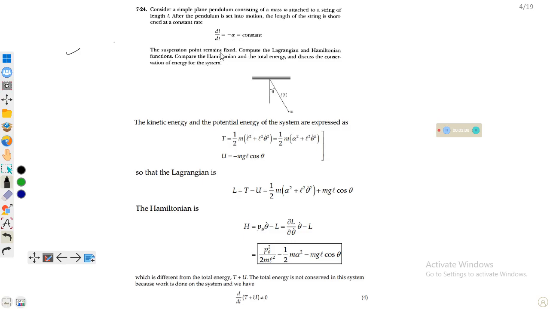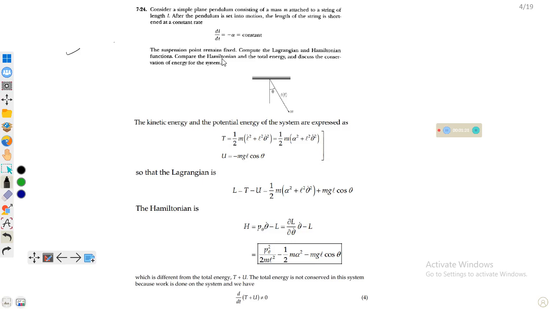The suspension point remains fixed. Meaning this point is fixed. Compute the Lagrangian and Hamiltonian function. We have to find the Lagrangian and Hamiltonian for the system. Compare the Hamiltonian and the total energies and discuss the conservation of energy for the system.